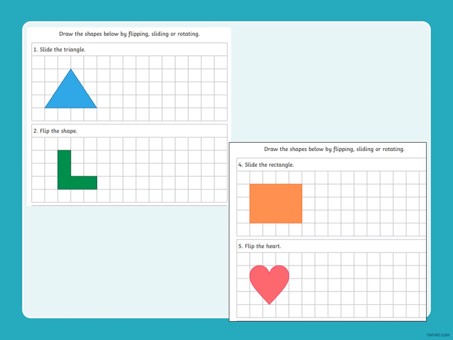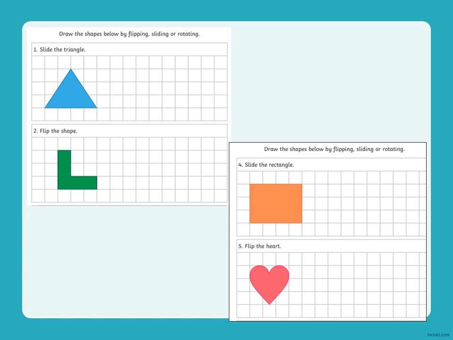All right, the activity that you need to do today is draw the shapes below by flipping and sliding. It does say rotating, but we're mostly focusing today just on flipping and sliding. So we're going to slide the triangle. Okay, so you're going to imagine sliding the triangle, or you might like to cut out a triangle and see what happens if you slid it along the paper. And then you're going to draw the shape.